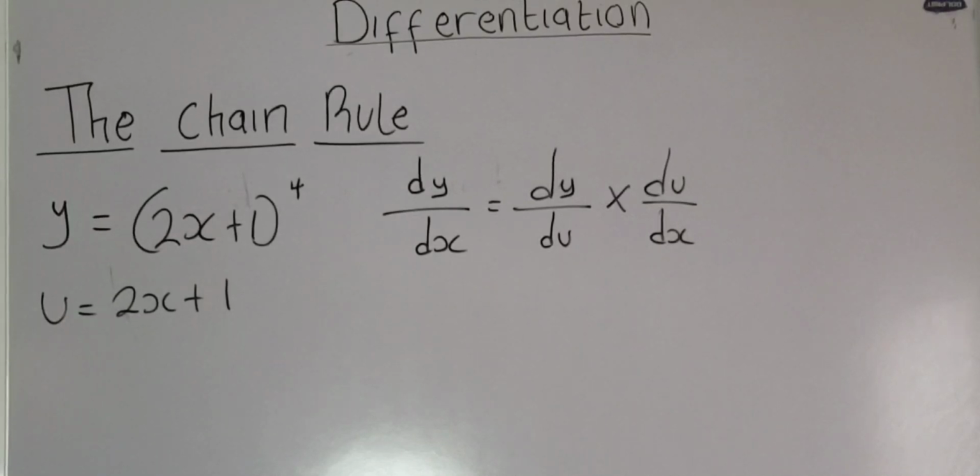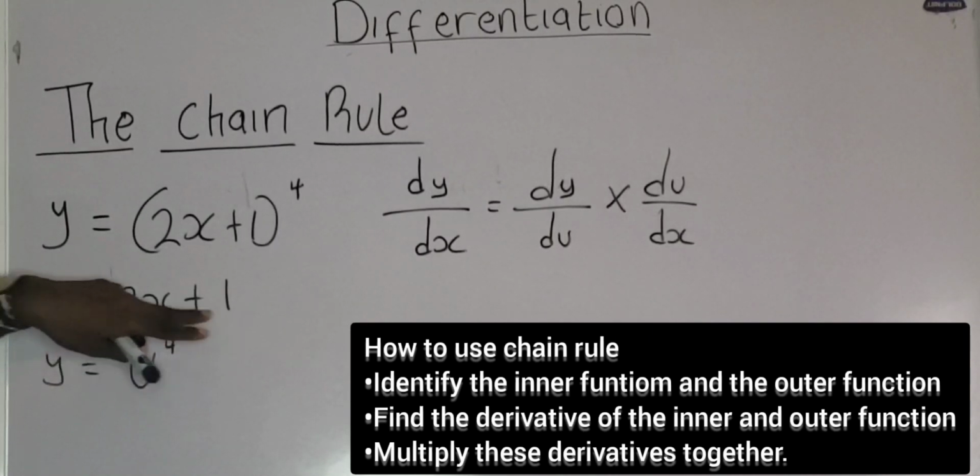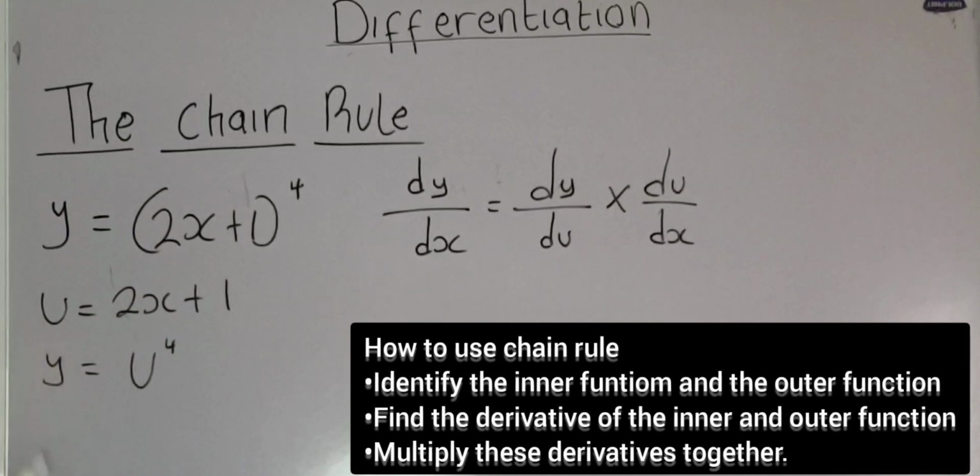You're going to set the inner function equals to a letter. In this case, I make use of u. You understand? So after setting the inner function equals to u, then y will be equals to what? U raised to the power of 4, because I have set u is equals to 2x plus 1, and y is equals to (2x plus 1) raised to the power of 4. That means that y is equals to u raised to the power of 4.